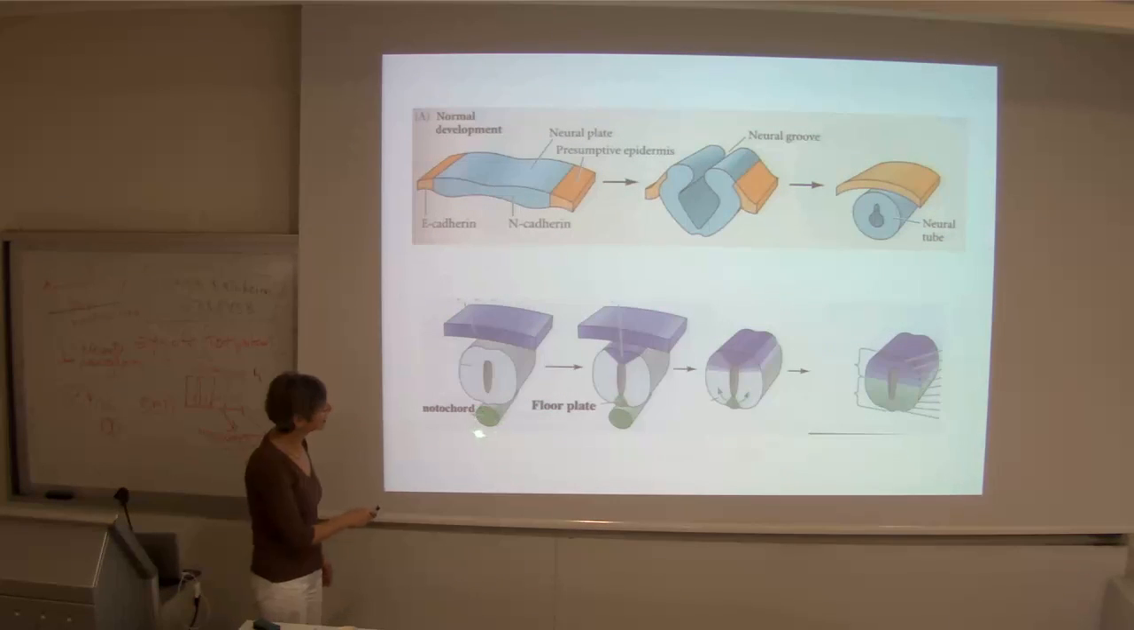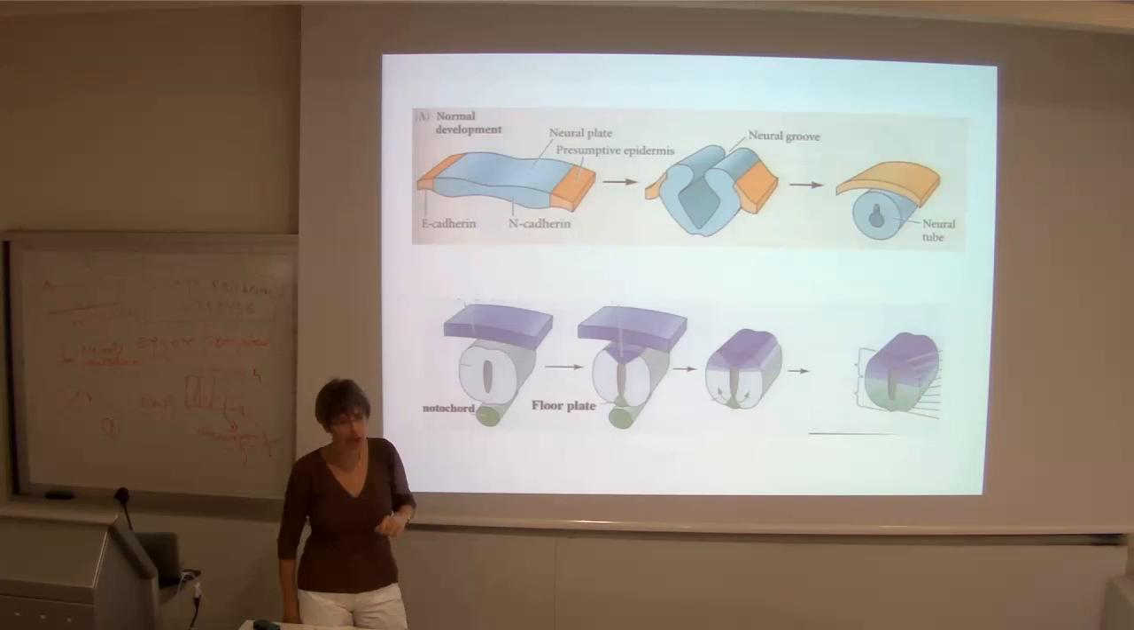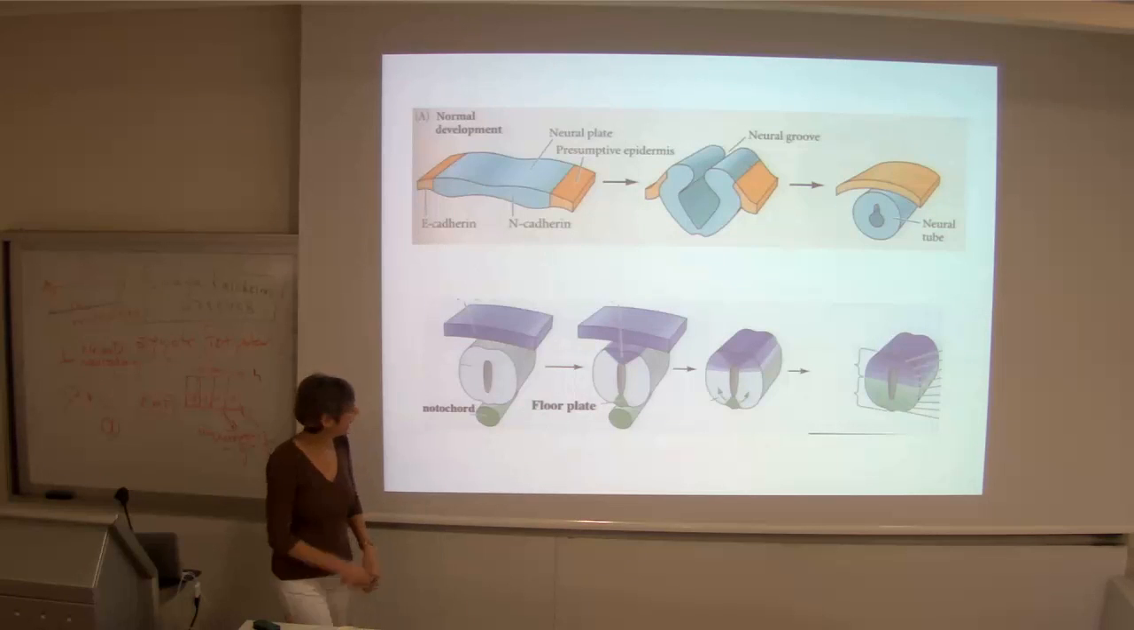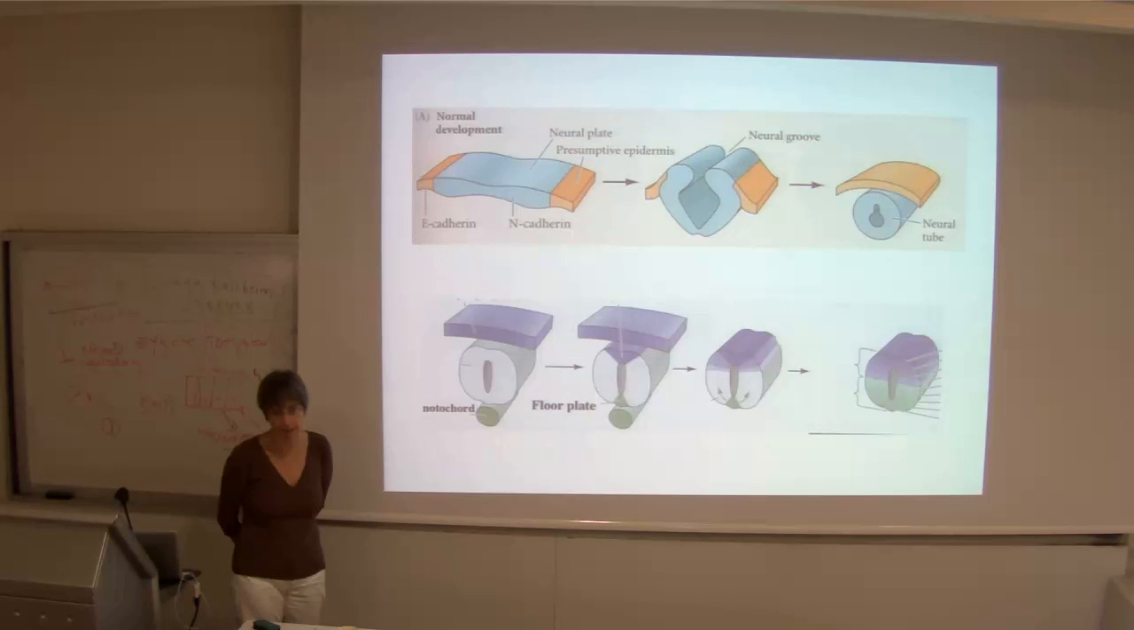But then there is another structure, ventral to the neural tube, which obviously existed much before the neural tube has formed, which is called the notochord. Now this is maybe one of the most important structures in our body, in the embryo. The notochord is an organizer. It's a mesodermal structure. It's not neural.